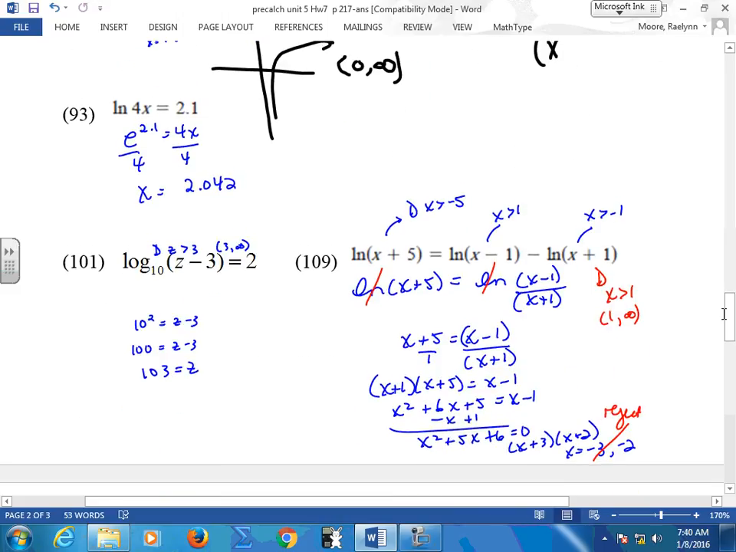Okay, again, we have one log, so we're going to have to flip this. So my log doesn't have a base. What's the base on the ln? E. E to the 2.1 equals 4x.